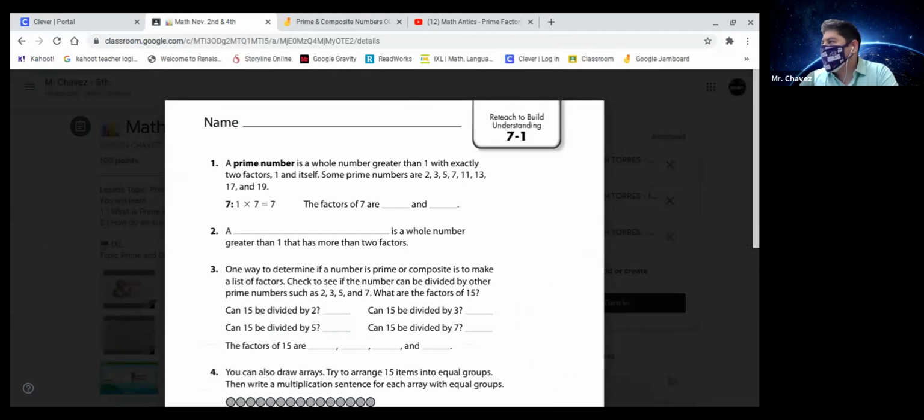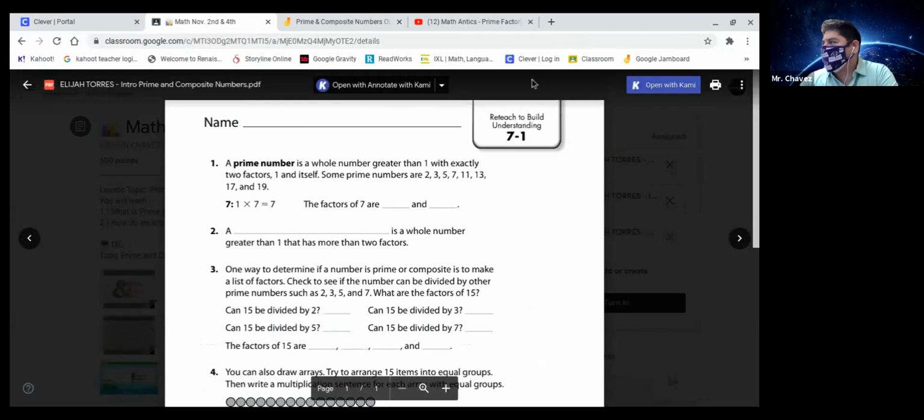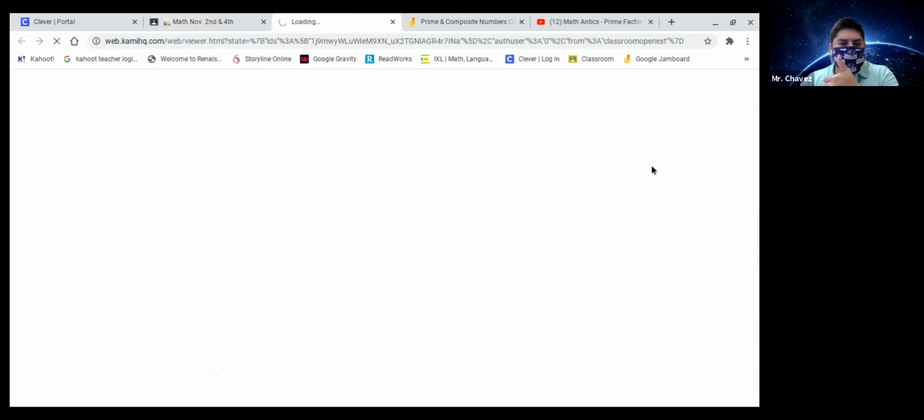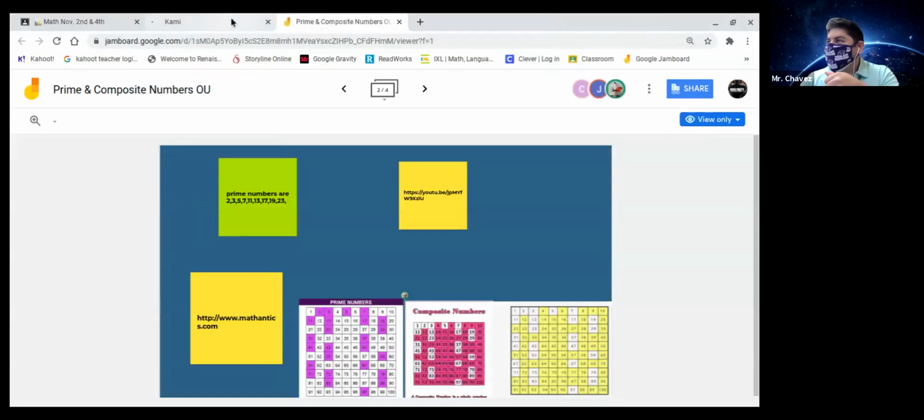So Eli, go ahead and click open with Cami. Give me a thumbs up once you're there on this page. Open with Cami in a new window. Show me a thumbs up once you guys are there on the Cami page. Thanks, Eli. I'm gonna go ahead and share my screen.